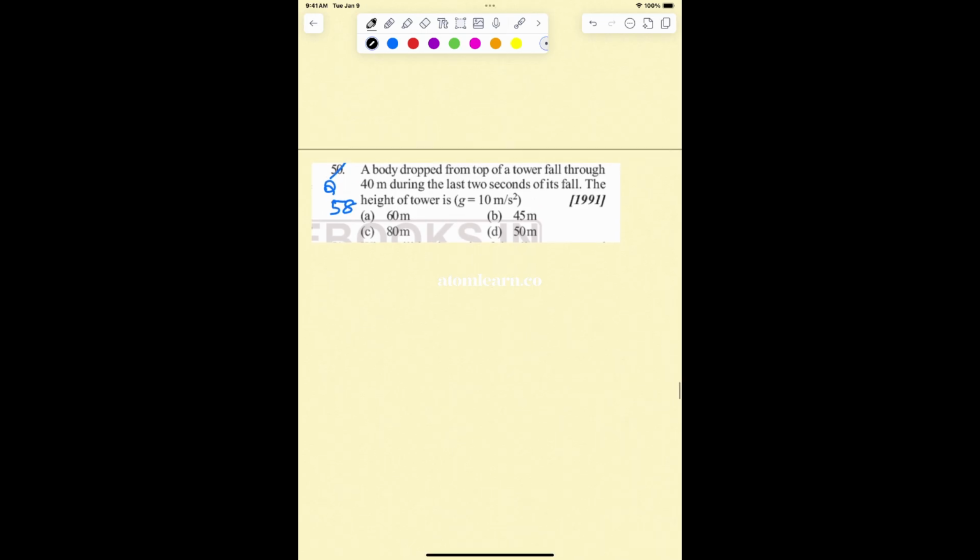Okay, now let me explain. This is the bottom ground, this is the top of the tower. This is u equal to 0, it is dropped. Then it is falling down to the ground. Now for the last 2 seconds, let us say from this point P, it is going to take time equal to 2 seconds. Now they are asking what is the height of the tower, h.